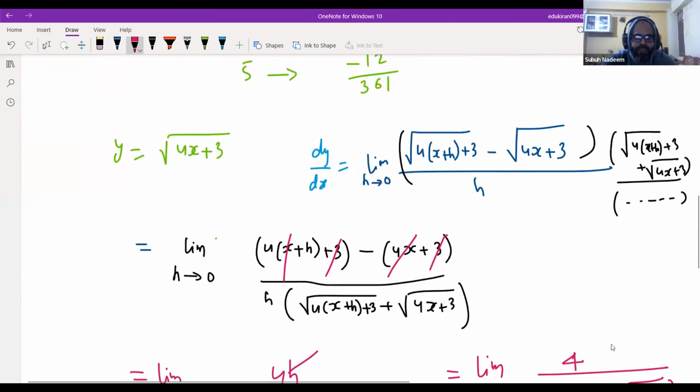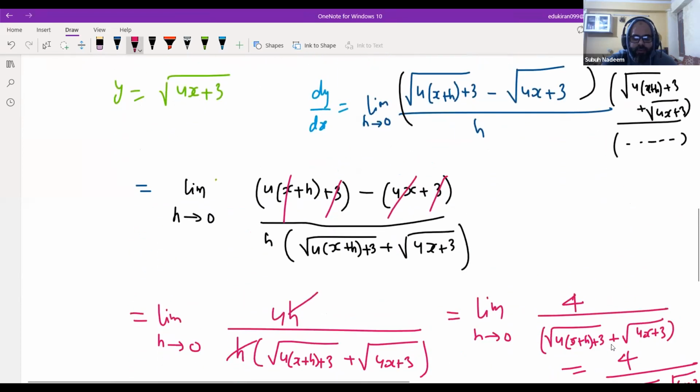So here we have to do rationalization. You can write it down.